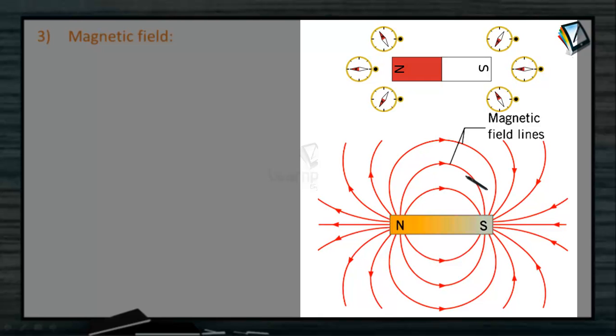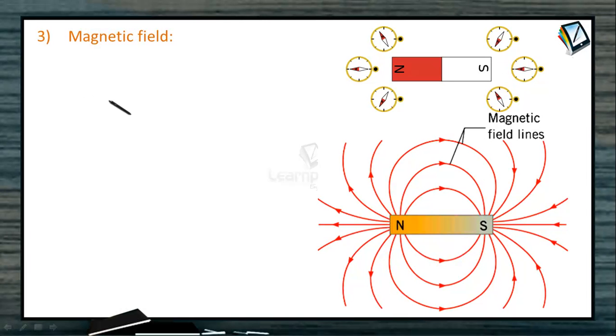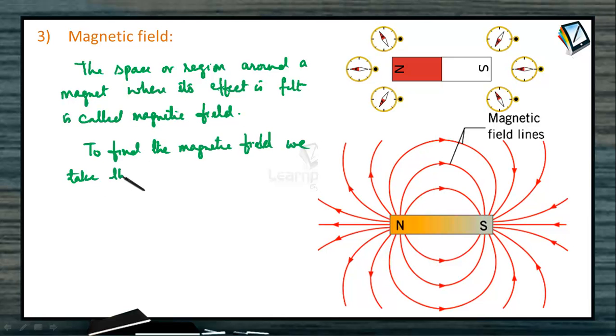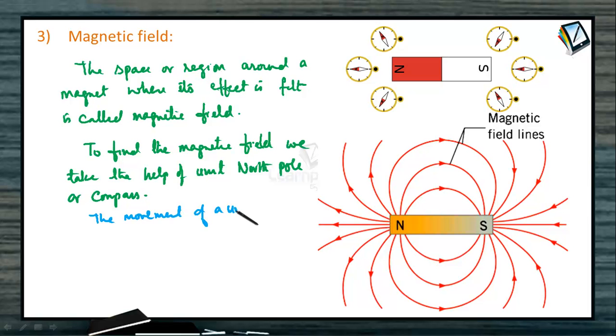So what is the magnetic field? Magnetic field is the space or the region around a bar magnet where its influence can be felt. The space or region around a magnet where its effect is felt is called magnetic field. To find the magnetic field, we take the help of a unit north pole or compass. The movement of a unit north pole near the magnet can give us the distribution of the field.